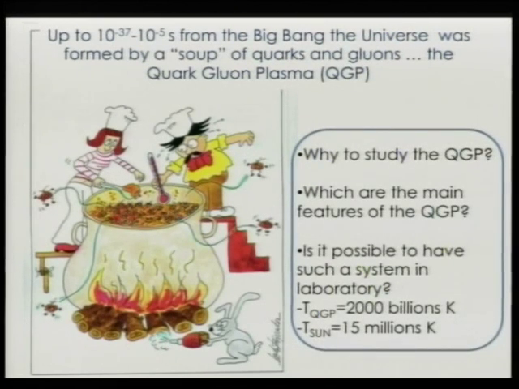Why study the QGP, and what are the main features of the QGP? And is it really possible to have such a system in the laboratory? I told you that we are talking about something like 2,000 billion degrees that we have to produce in the lab. And imagine that the temperature of the sun is only around 15 million. So we have to produce, as I told you before, a mini Big Bang in the lab.